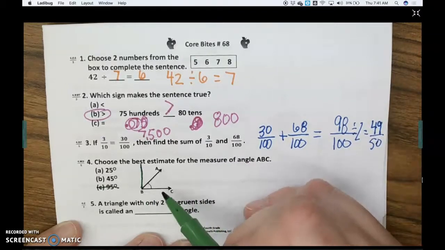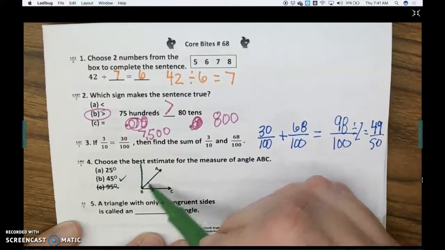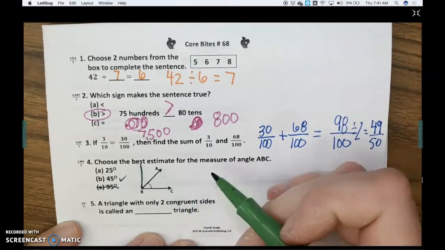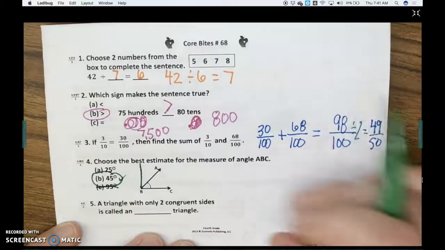So half of 90 would be 45, so that one looks good. If this was 25, that means it would be 50. And we already know that that would be 90 if it was a right angle. So your best estimate right there would be B, 45 degrees.